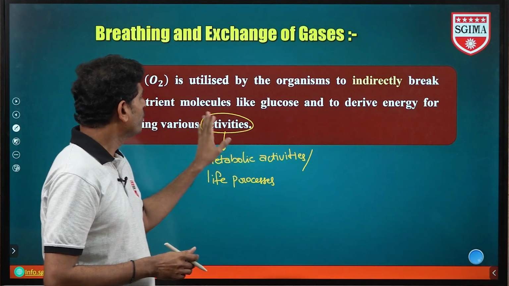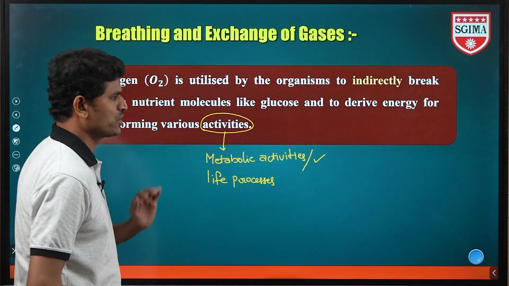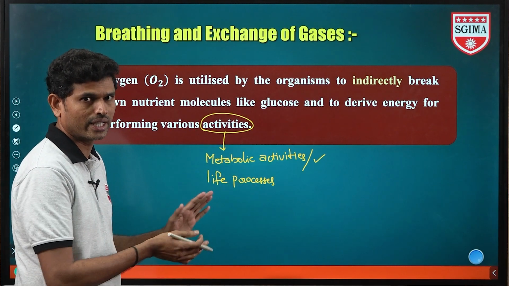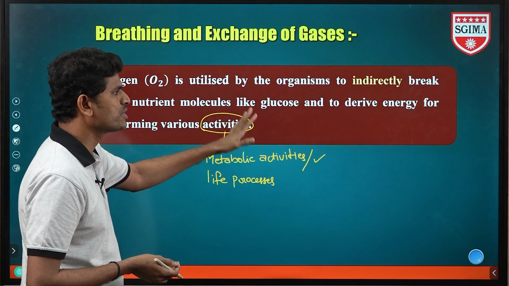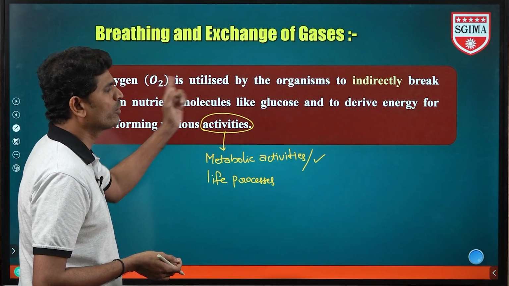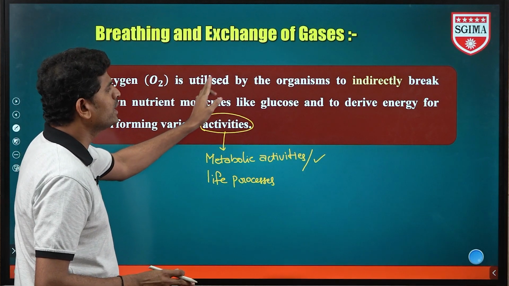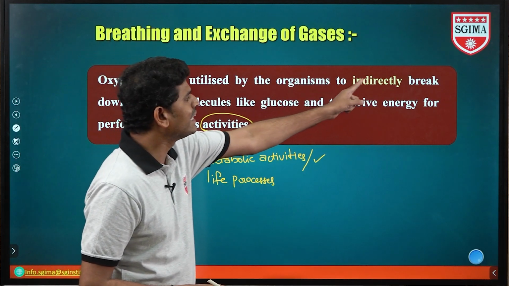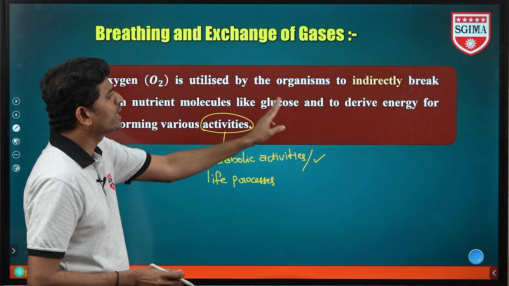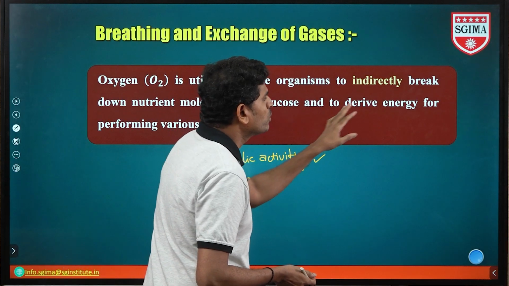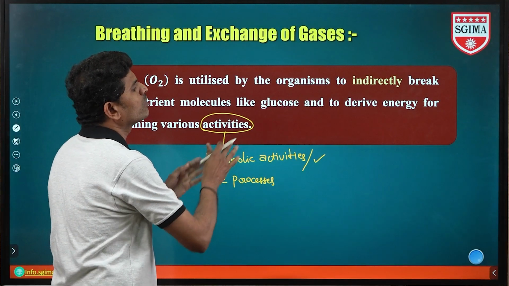Okay. Now we can see what these metabolic activities are in the next slide. I hope you understand what they have given here. Already we discussed that this line can be given in a statement, that is, in assertion reasoning. Still, once again we are going to revise this line carefully. Listen to this: oxygen is utilized by the organisms in which method? That is, indirectly break down nutrient molecules like glucose. For what purpose? To derive the energy. This energy is utilized for various metabolic activities.